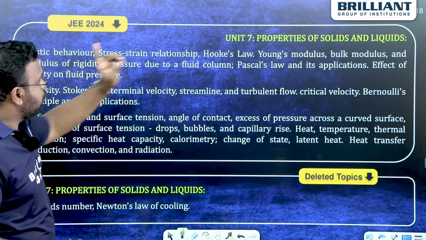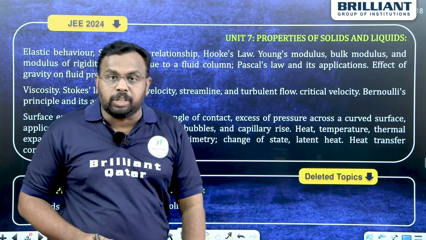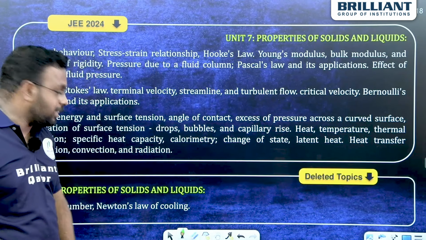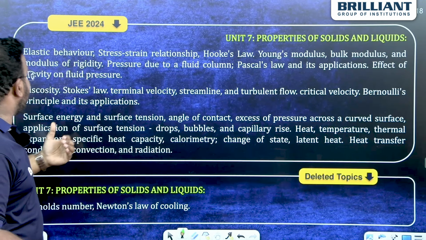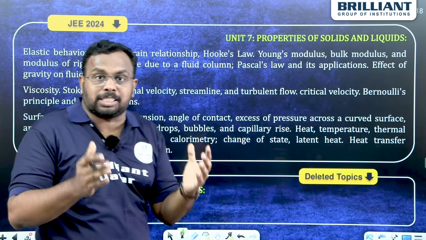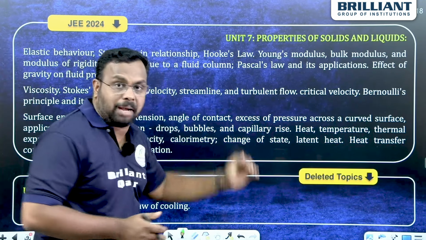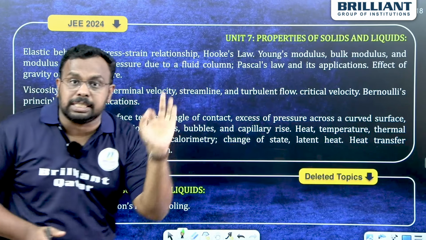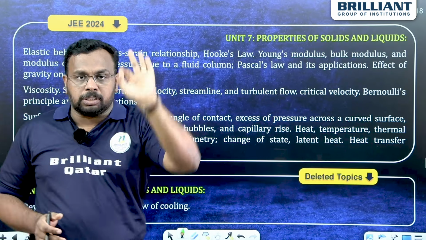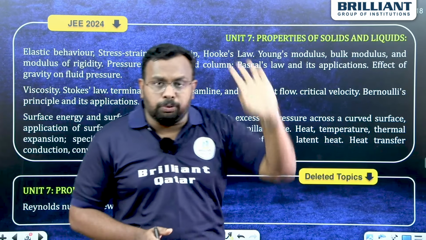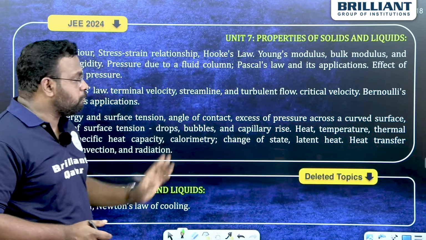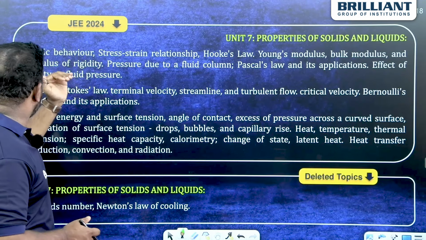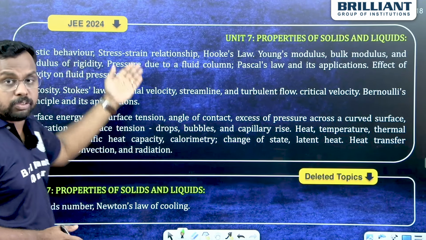The next one is properties of solids and liquids. You know, it's a very lengthy chapter. There are a lot of ideas because as per our textbook, this unit is based on 3 chapters: mechanical properties of solids, mechanical properties of fluids, and then thermal properties of matter. So this is based on that. So let's quickly go through elastic behavior. It is from the solids chapter.